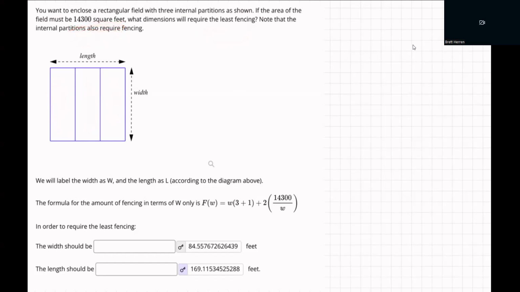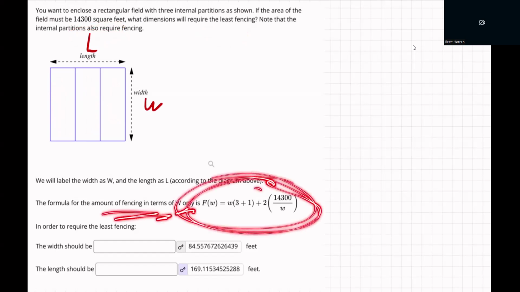Well, we're going to label, this is length, this is width, as we said. And then right here, here's a formula for the amount of fencing in terms of W. Now, I did this on another part. We had another question where we did this. That was the setup question. So now we've got this. We're just going to conclude this problem. Once you have this, how do you finish up the problem?